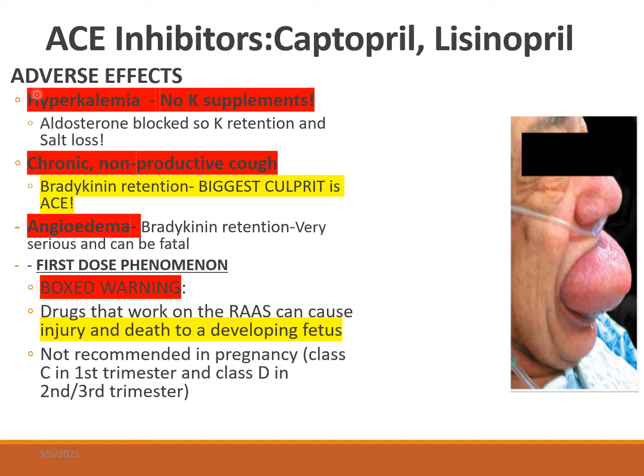Adverse effects. Again, bradykinin retention, so chronic non-productive cough. Then we've got hyperkalemia, so no potassium supplements should be given. Angioedema, as in the picture over here. Boxed warning. What is the boxed warning for ACE inhibitors? The boxed warning for ACE inhibitors is injury and death to a developing fetus. All right. And it is not recommended in pregnancy.